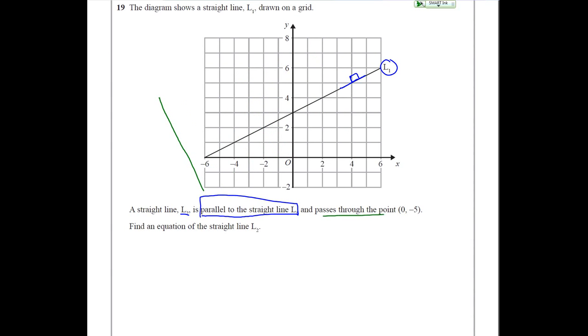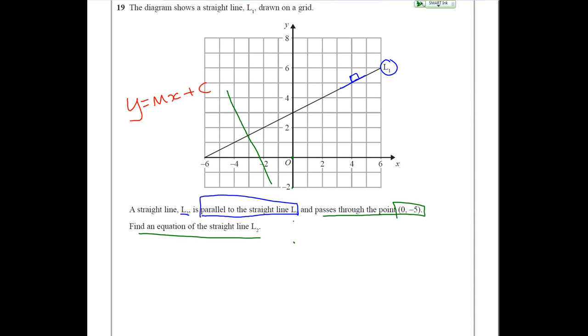It passes through the point 0, minus 5. Okay, so 0 across, minus 5 down. It's going to be down here somewhere. Okay, so a straight line is going to be around there, visually. Okay, find the equation of a straight line L2. So let's go for a bit of algebra. This equation, this green equation, is going to have the form y equals mx plus c.